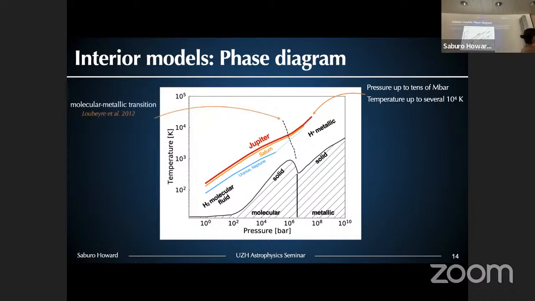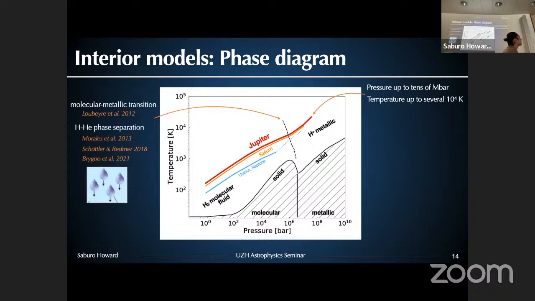And at the location of this molecular to metallic transition, we expect a phase separation between hydrogen and helium. This will result in a helium rain that will enrich the inner region of the planet in helium. And so we need a good understanding of this phase separation between hydrogen and helium in order to properly model the interior of Jupiter. And we also need a good understanding of the equation of state over the whole range of pressure and temperature that is covered by the adiabats of those planets.